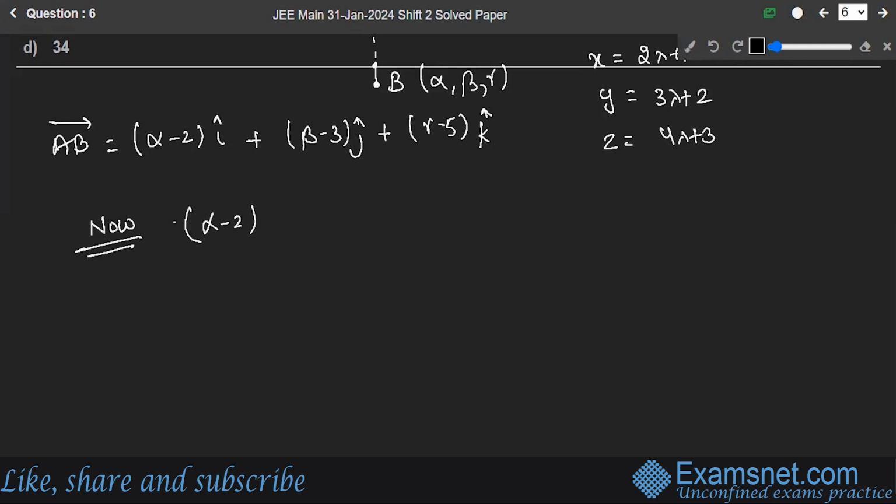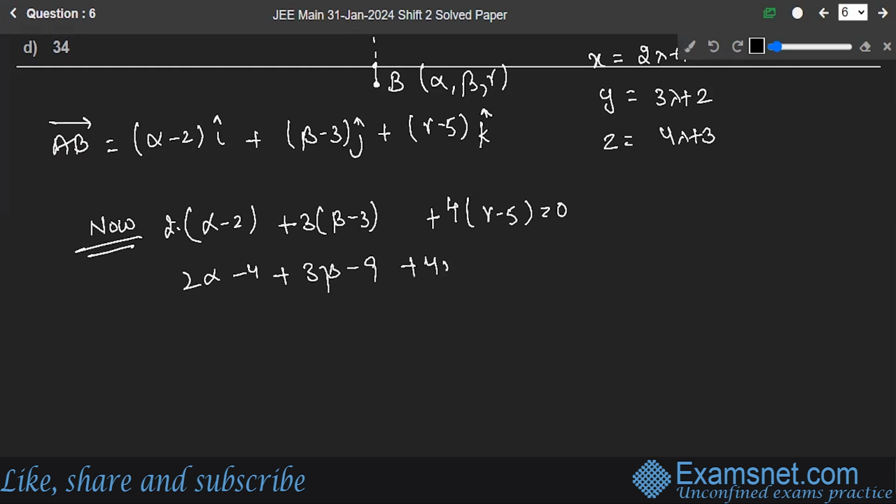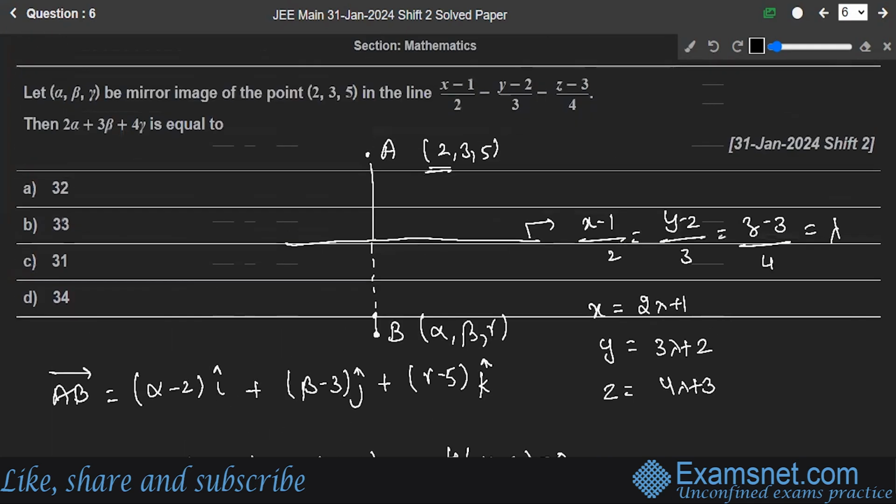Now, if I see this point on this line, so you will be having alpha minus 2 into 2 plus beta minus 3 into 3 plus 4 into gamma minus 5 is equal to 0. 2 alpha minus 4, 3 beta minus 9, 4 gamma minus 20 is equal to 0. Or you have 2 alpha plus 3 beta plus 4 gamma is equal to 33. So this is the answer to the question. Option B is the right answer. Hope you're clear with this. Let's move to the next question.